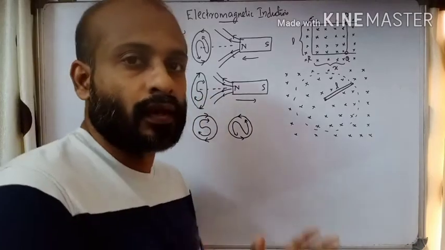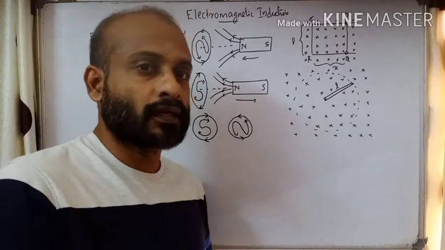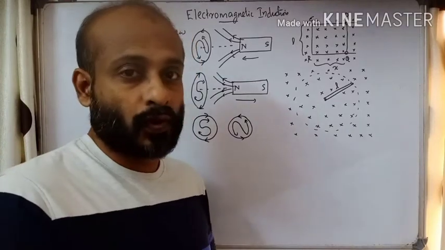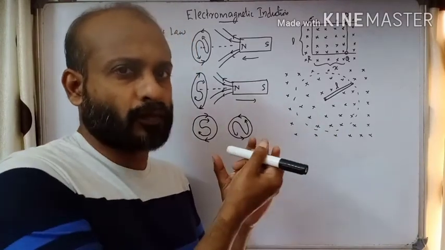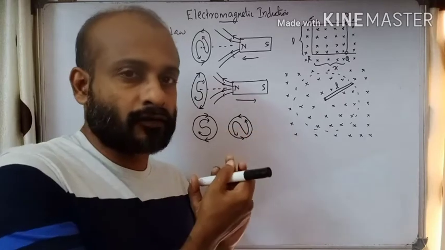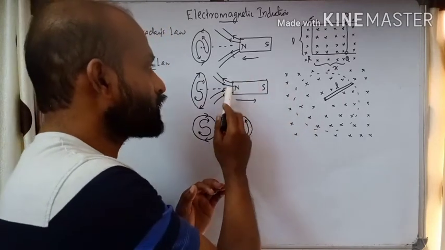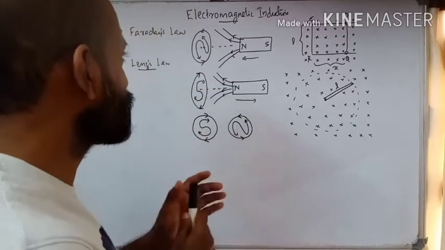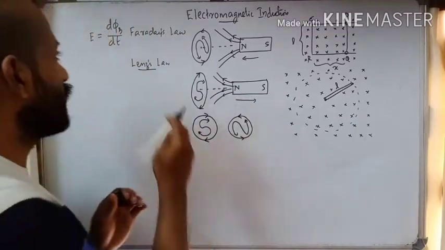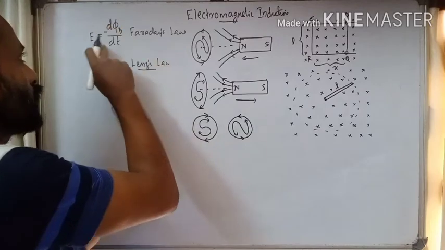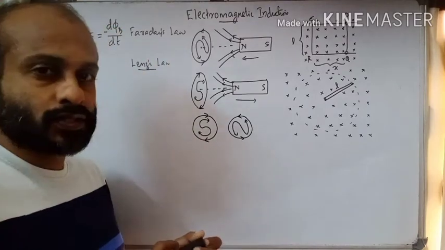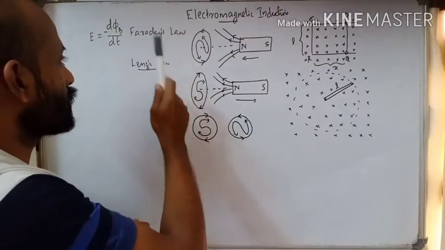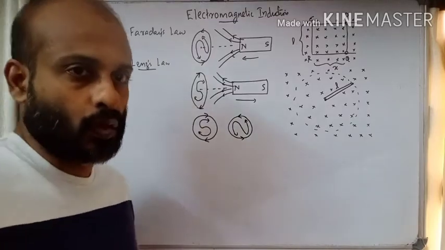According to Lenz's law, the direction of induced current is such that it should oppose the cause producing it. Here the cause is the movement of the magnet, the change in magnetic flux. Here there is an increase in magnetic flux, here a decrease in magnetic flux. So, it is opposing. When we consider that concept of opposing, we can give a negative sign also. Here E is equal to minus d phi by dt. These are the laws known as Faraday's law and Lenz's law.